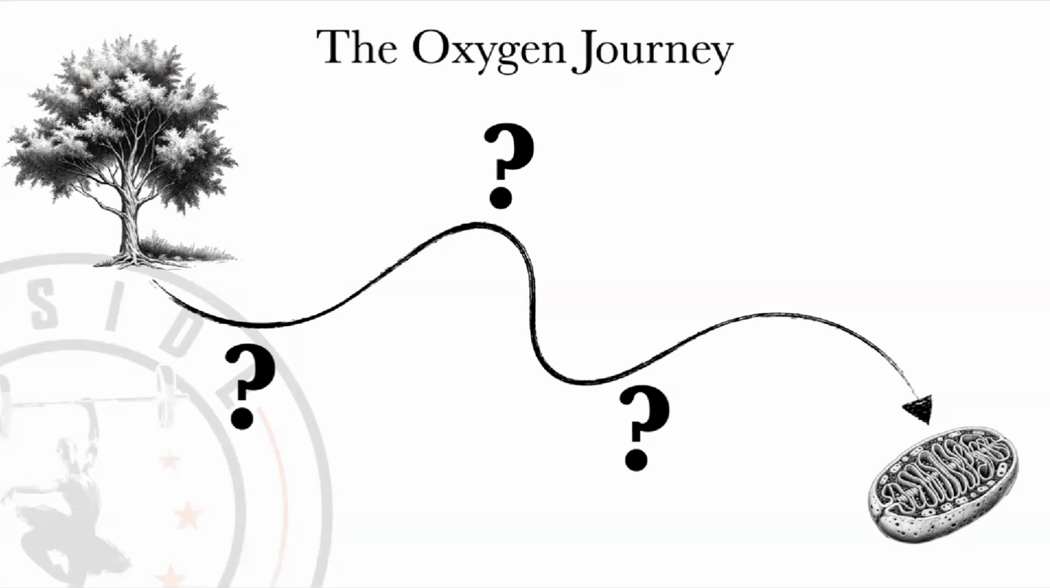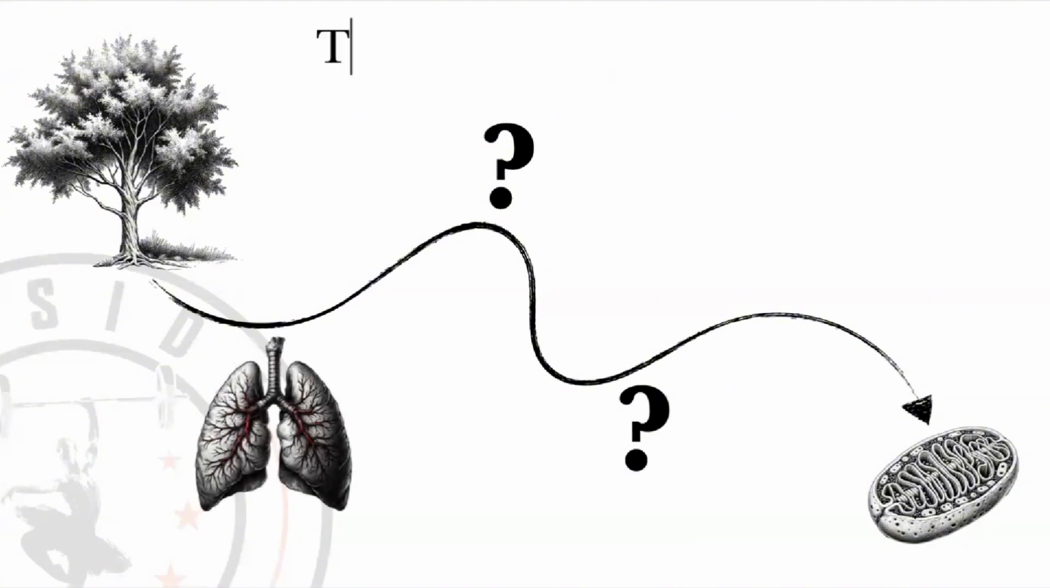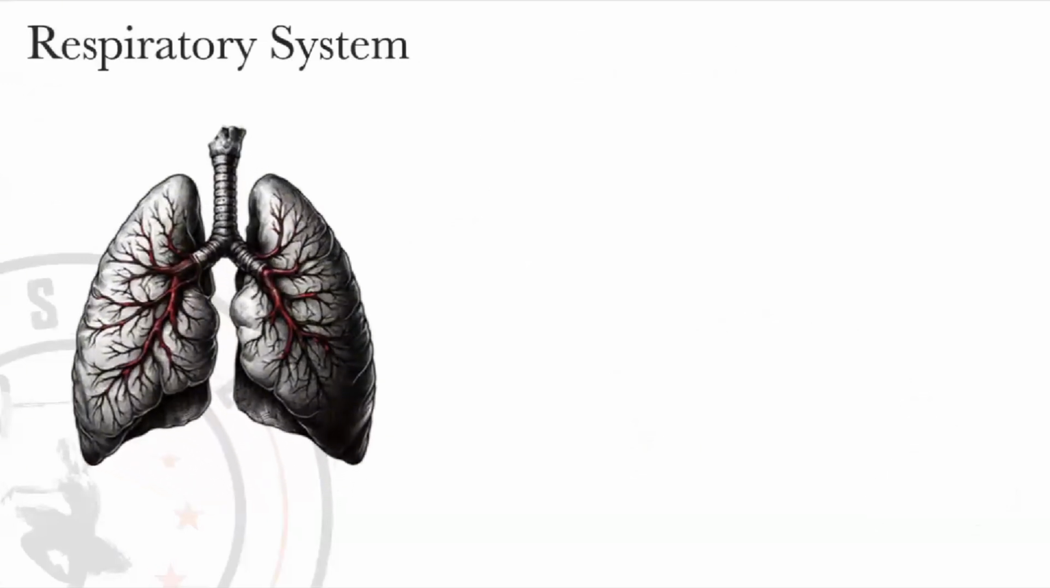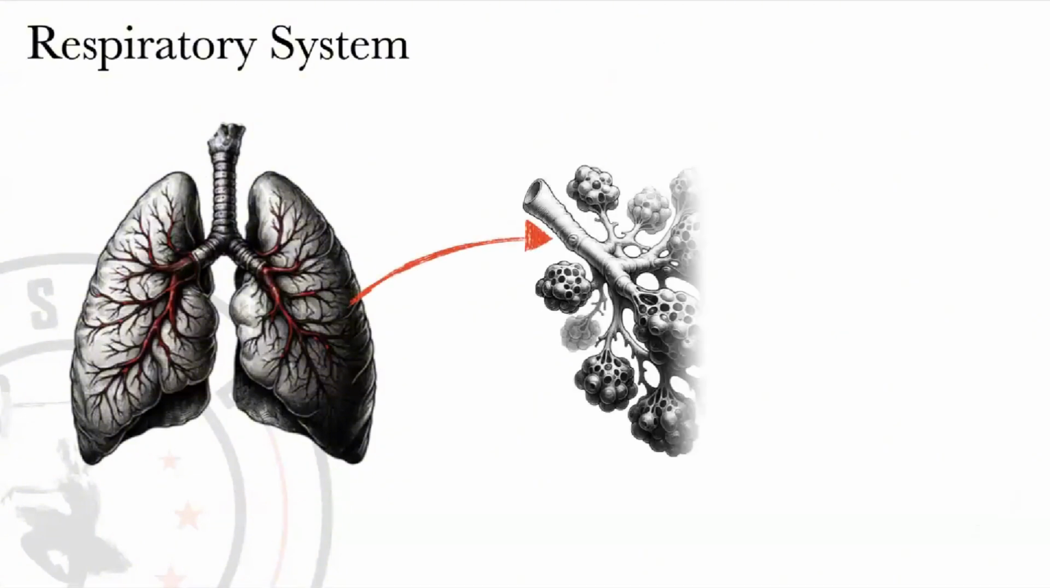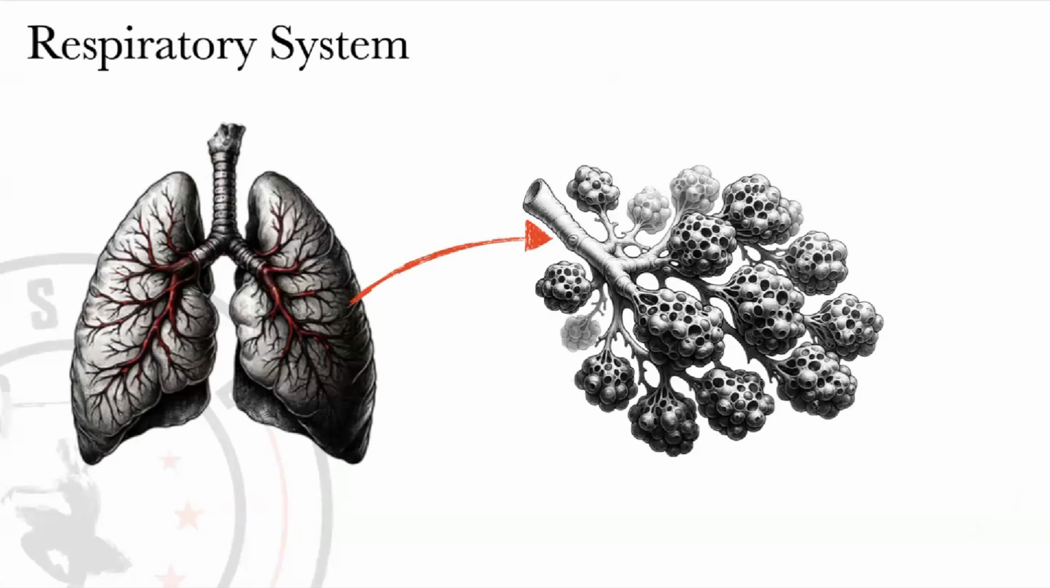Now, the first system that plays a role in that oxygen journey is the lungs, or the respiratory system, and this is an important part of, like we said before, taking the oxygen from our environment and bringing it inside our body. And for this, we have something that's really amazing inside our lungs. It's the alveoli. And those are little pockets.